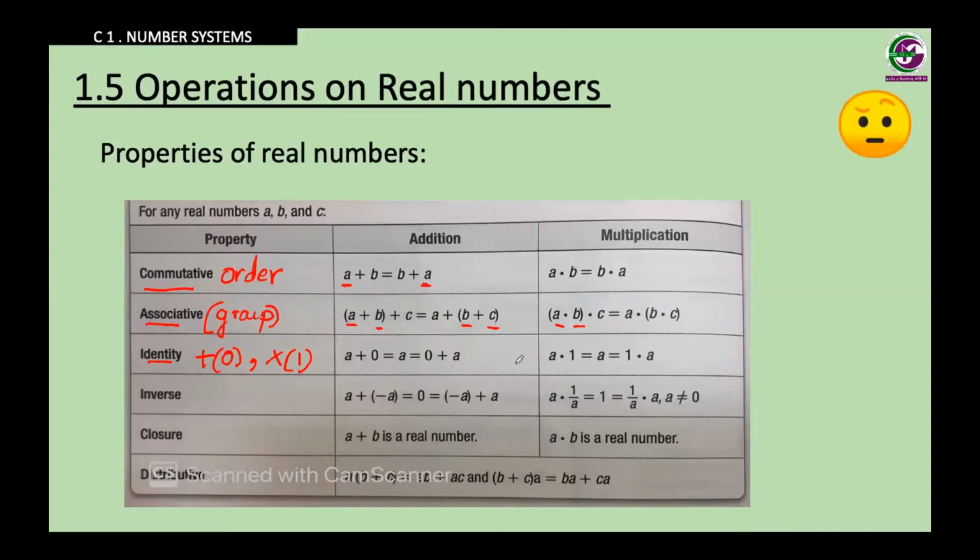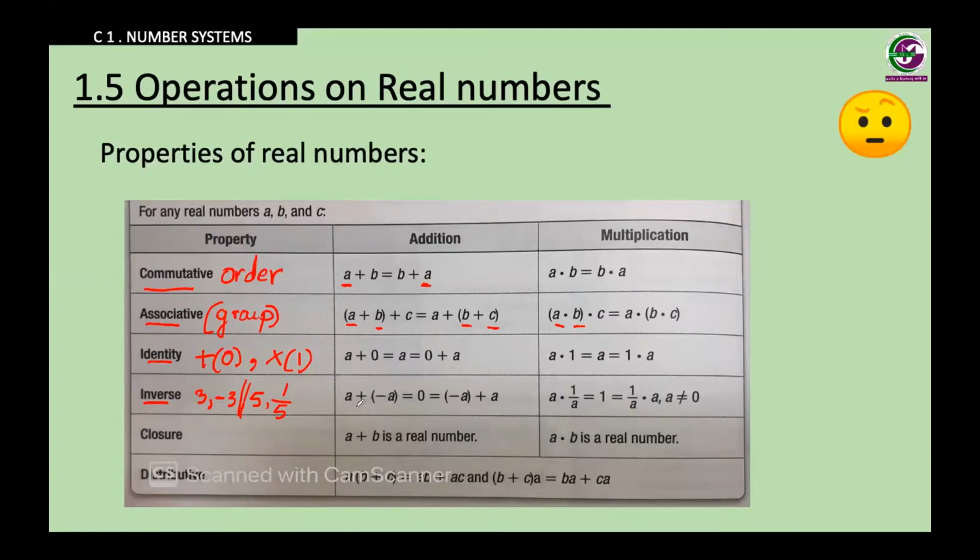This is called identity. Now, inverse. Inverse means the opposite operation. For example, if you have a number 3, the opposite is minus 3. If you have the number 5, under multiplication, the opposite is 1 by 5. Let us see how they are. So if you have a real number A, its inverse is minus A.